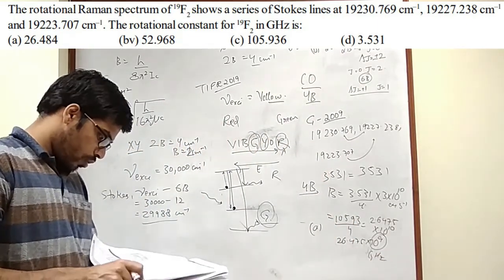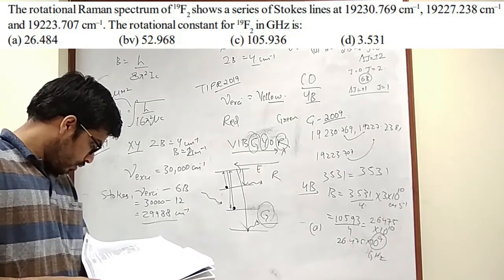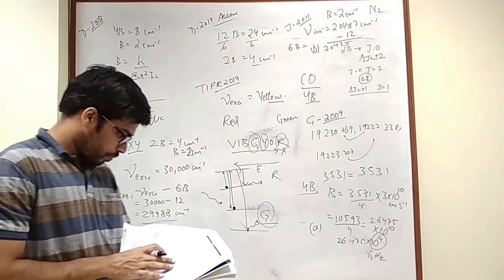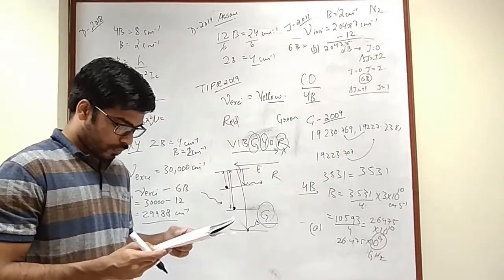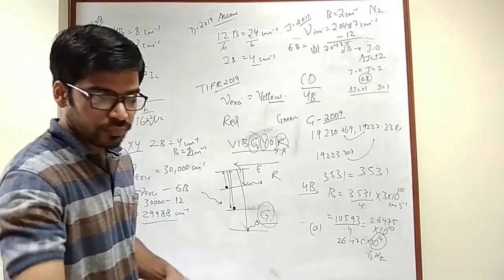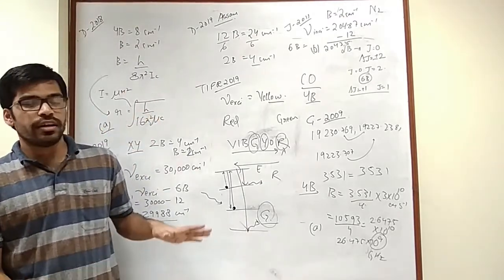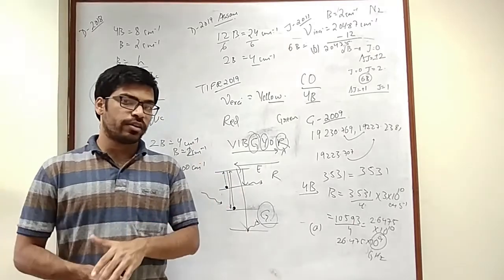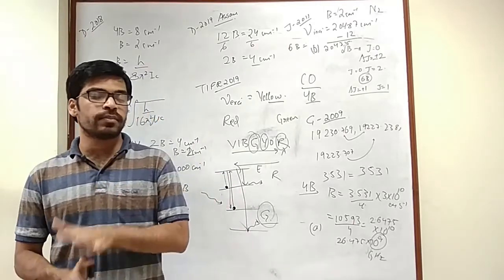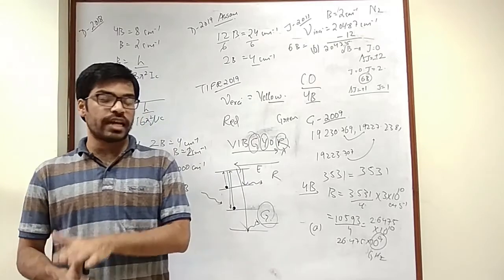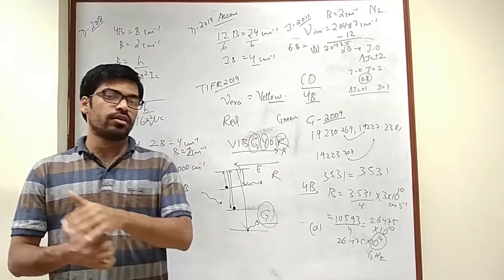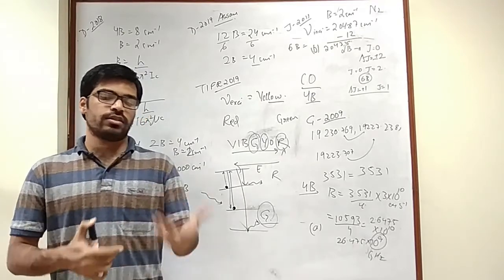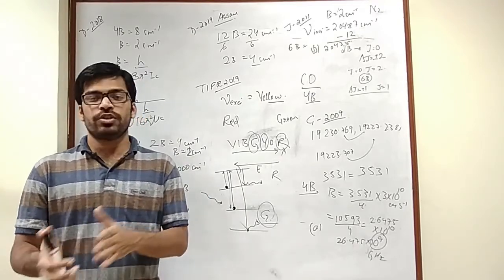So I think that's all the questions I had to discuss from this part of molecular spectroscopy. So we are done with the rotational Raman spectra. In the next lecture, I'll be discussing the effect of nuclear spin statistics on rotational Raman spectra. There are a couple of questions from that. We'll discuss that also. And then we'll move on to the next coming lecture to vibrational Raman spectra.